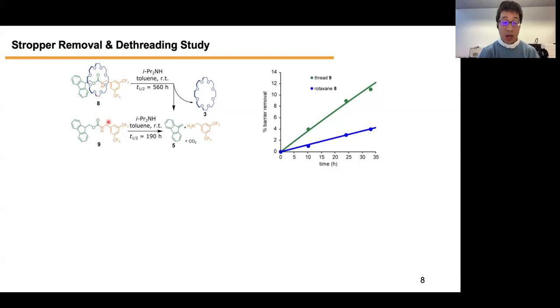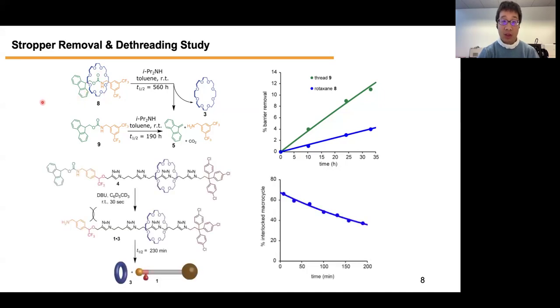And this is good for pumping again, because it means that after the macrocycle moves to the catchment thread that is supposed to be at this side, the removal of the blocking group is operated.